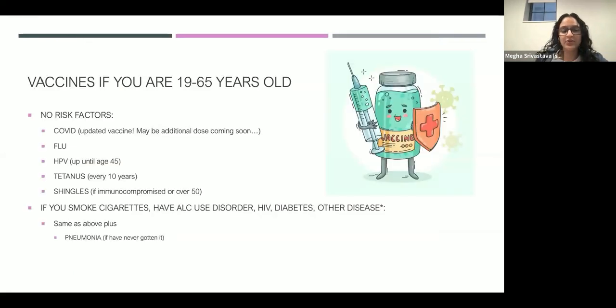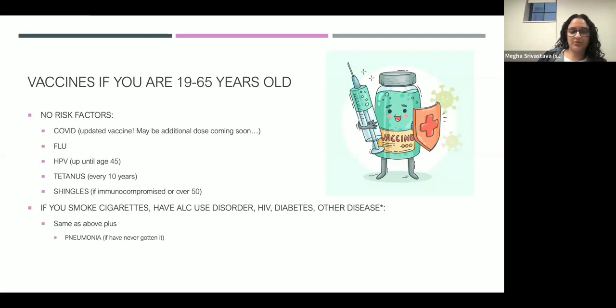So vaccines: if you're between 19 and 65 years old and you don't have any risk factors, you want to get your COVID vaccine and your flu vaccine. HPV recently, that is for preventing cervical cancer. It's a virus that can cause cervical cancer. You can actually get it up until the age of 45. So if you've never gotten it or you're not sure, you want to talk to your doctor about it. And tetanus for everyone, you want to get it every 10 years. I know these are a lot of vaccines, a lot of things. I'm giving you just what you need.